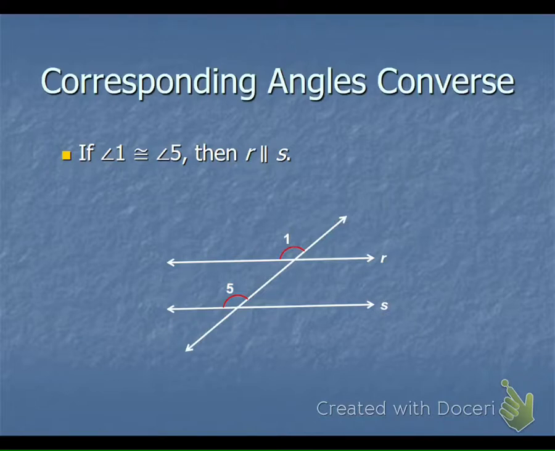So last week I said, hey, these lines are parallel, so you know the corresponding angles are congruent. Well, now we're flip-flopping it. And I'm saying, hey, these are angles. Their corresponding angles are congruent, so are the lines parallel? So it's just the converse, okay? And the converse on these things works. If the corresponding angles are congruent, then the lines are parallel.